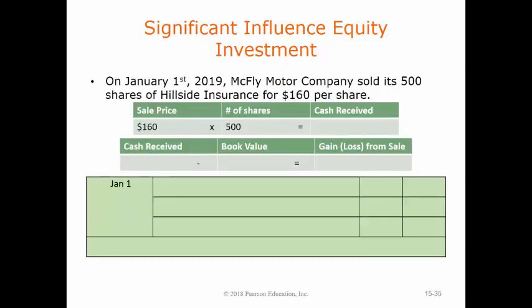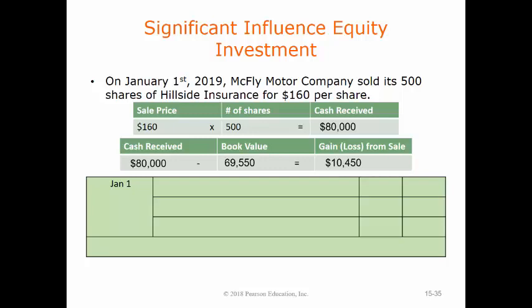Well, on January 1st, let's sell a portion of our ownership in Hillside Insurance. We're going to sell 500 of these shares at a price of $160 a share. And if we're selling 500 shares at $160 a share, we're going to receive $80,000 in cash. Well, our cash received is going to be 80 grand. What is our book value? Our book value is $69,550. We're selling all of our ownership in this company. So if we find the difference between what we're receiving and the book value of our investment in that company, that's going to come out to be a total gain of $10,450.